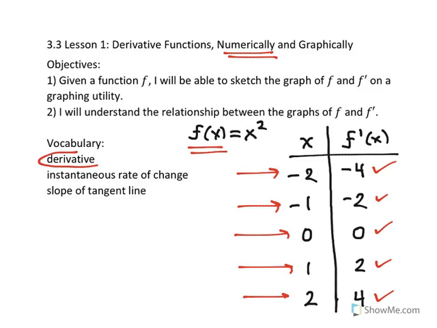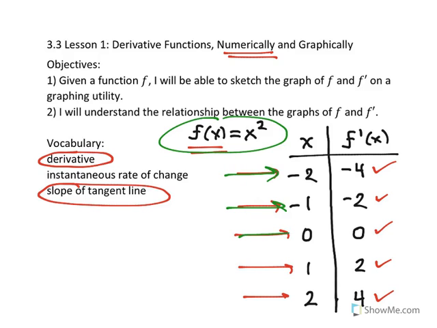So remember, the derivative, as we learned yesterday, tells us the slope of the tangent line to the graph of f at these x values. So what that means is the slope of the tangent line to the graph of f at x is equal to -2 is -4. The slope of the tangent line to the graph of f at x is equal to -1 is -2, and so on.